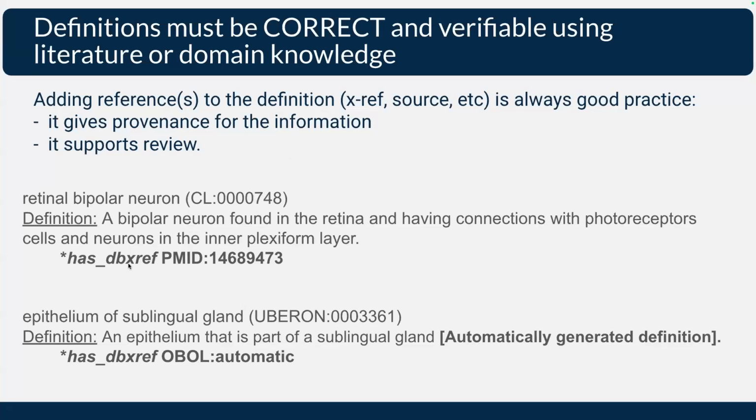So these are some examples from all the OBO ontologies I have found. The has dbxref is the property that is used in all the ontologies I have found. It doesn't mean that it is the only one used. But adding a PMID, or here for Uberon, adding the fact that this definition was automatically generated, and they actually add it also in the definition, so it's very clear to the users where this definition came from.